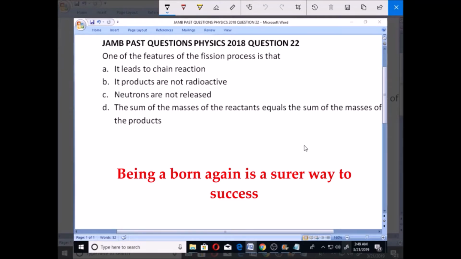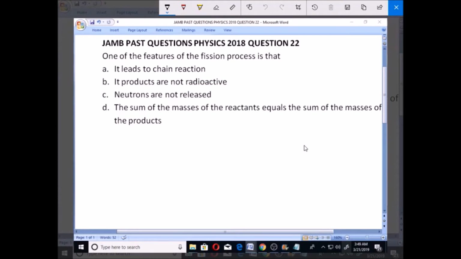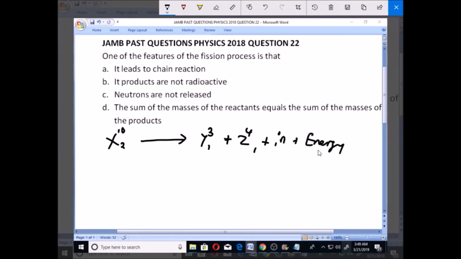Now, for us to be able to appreciate this very well, we need to note that in a nuclear fission, we talk about the nucleus of an atom disintegrating into smaller ones. So we have this big one, let's say having 10 and 2, disintegrating into the ones that have 3, 4, 1, 1, with the release of neutrons and energy. So this is what we call a fission reaction.